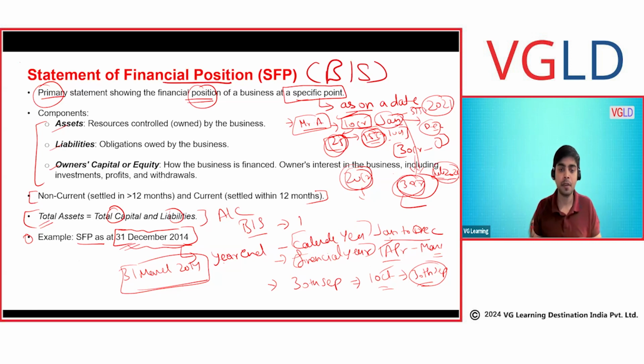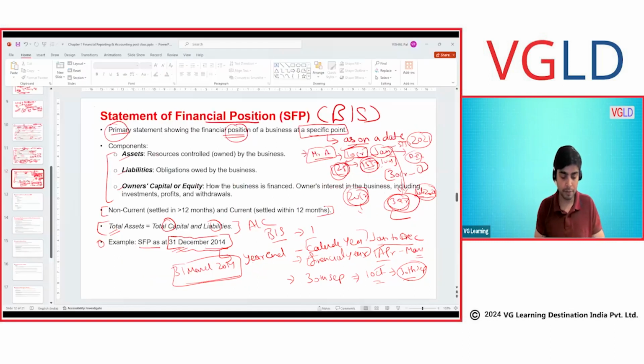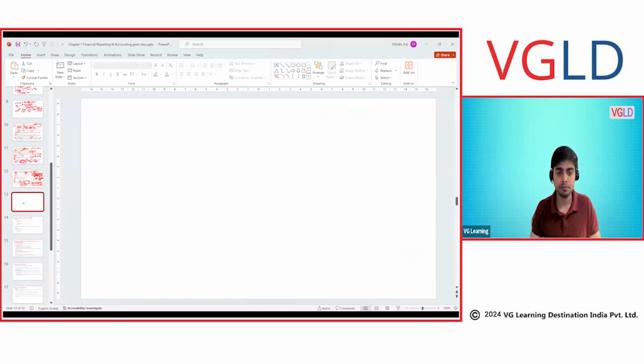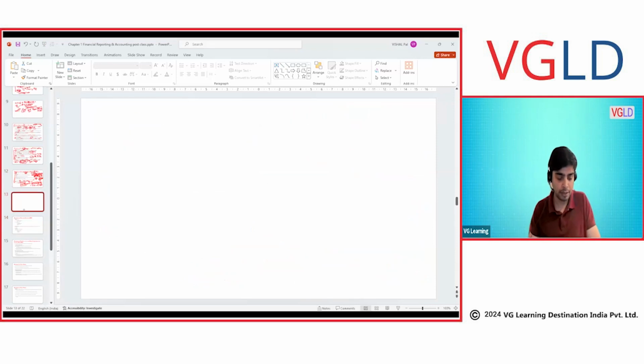Just a second, let me draw this balance sheet for you, and then we'll basically go into this. I think I have already drawn it here. I'll just show you, then I'll discuss the components and how this basically goes.